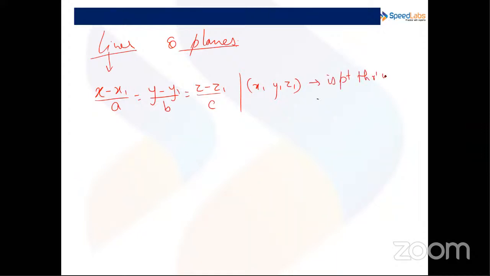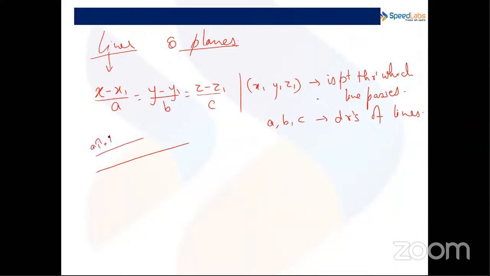A general equation of the line is (x minus x1) upon a equals (y minus y1) upon b equals (z minus z1) upon c. Here, x1, y1, z1 is the point through which the line passes, and a, b, c are direction ratios of the line. These direction ratios mean that if we have any vector parallel to the line, let's say we have this line and there is a vector a i cap plus b j cap plus c k cap, then the direction ratios of the line will be a, b and c.